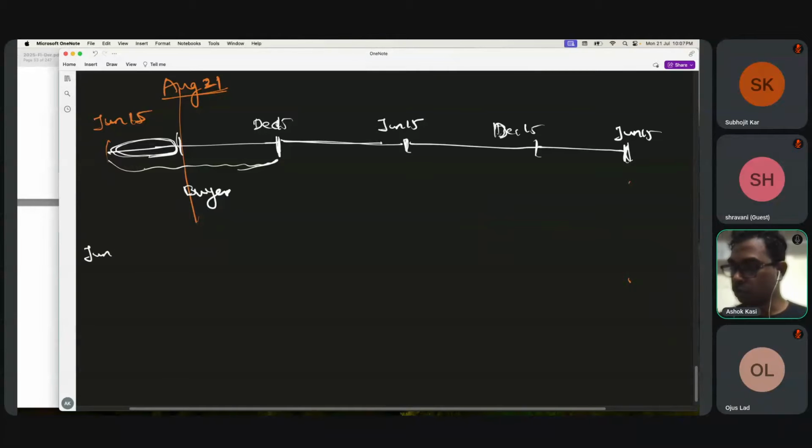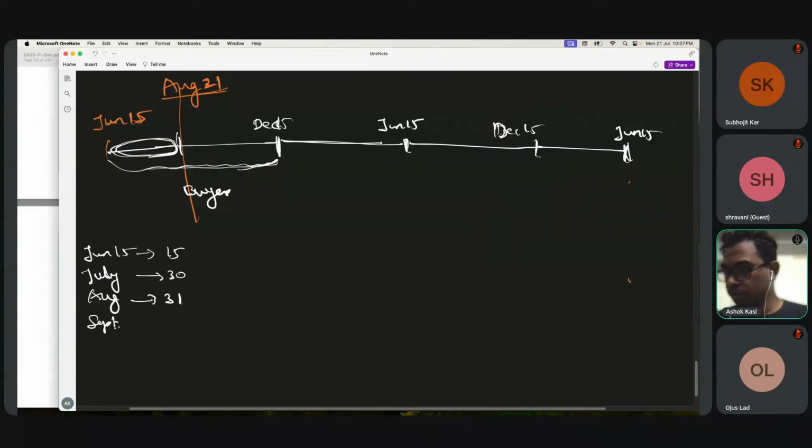June. So total, how many days are there? June 15 means actually how many days? 15 days remaining. July means 31 days. June, July. August is what? 31 days. No, June, August 21 only, right? 21. Okay. So, August 21. So this is the accrued interest. 3, 4, 5, 6, 66 days.